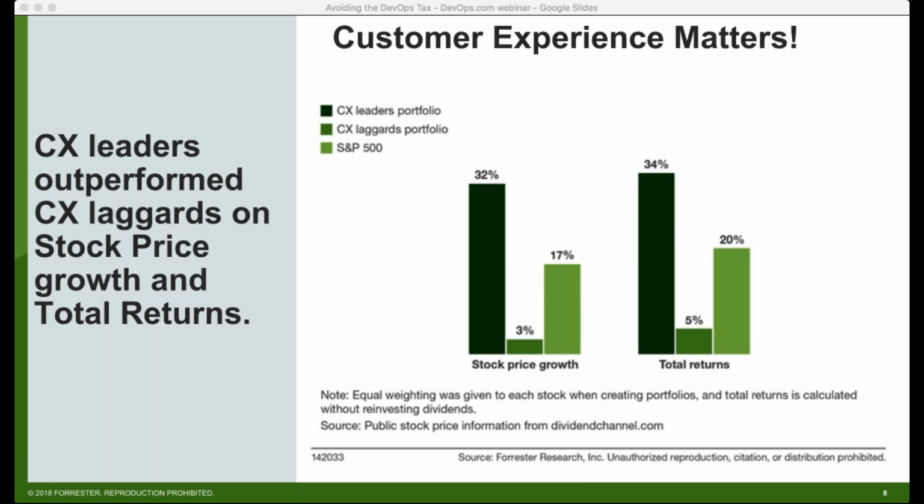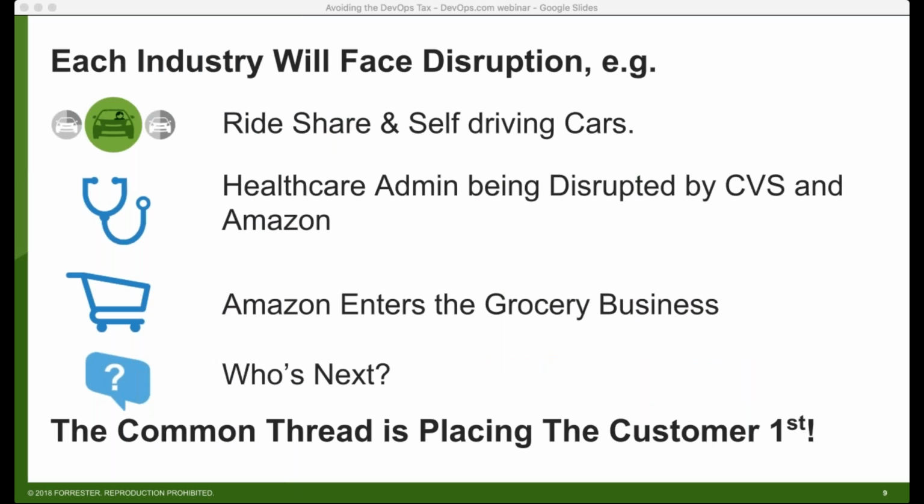We did this from a portfolio perspective. Now, we're not trying to say that there's a causality here, but there's definitely a correlation here. The people with the bad customer experience, their stock is lagging those companies that have an excellent customer experience. So that's showing you that customer experience really matters. It really does make an impact on the bottom line, and digital transformation is a real force to be reckoned with. Next slide.